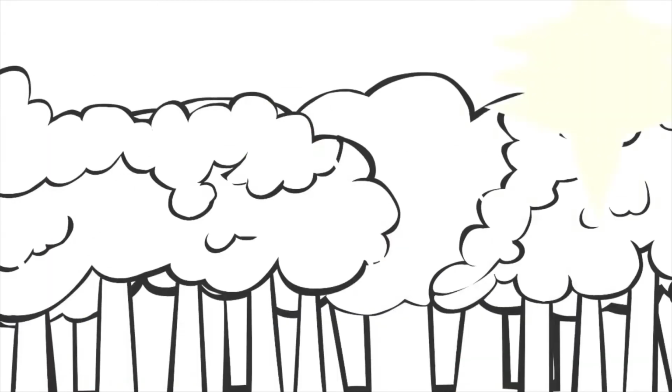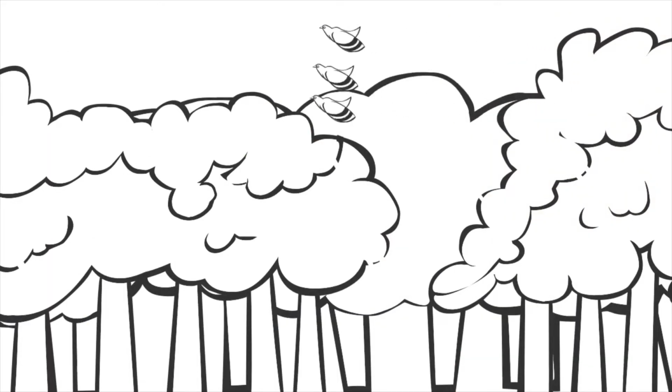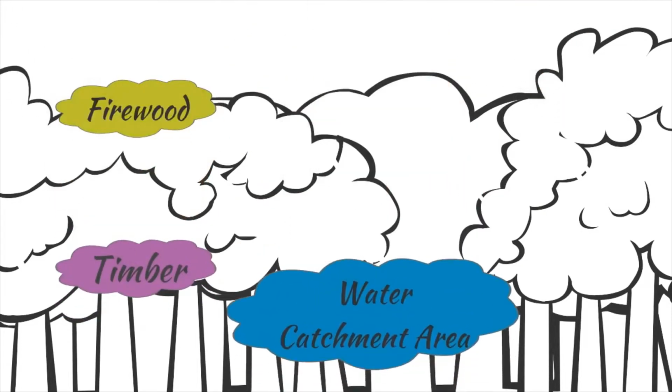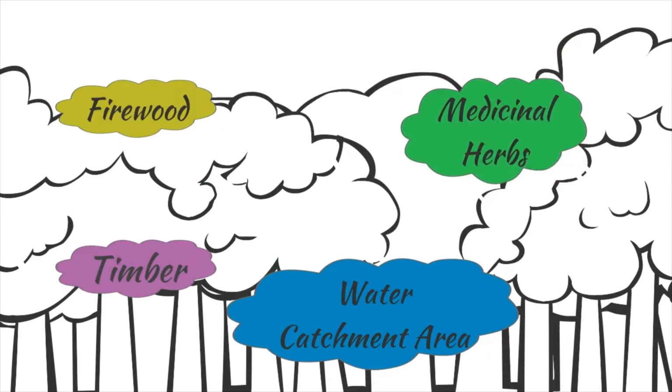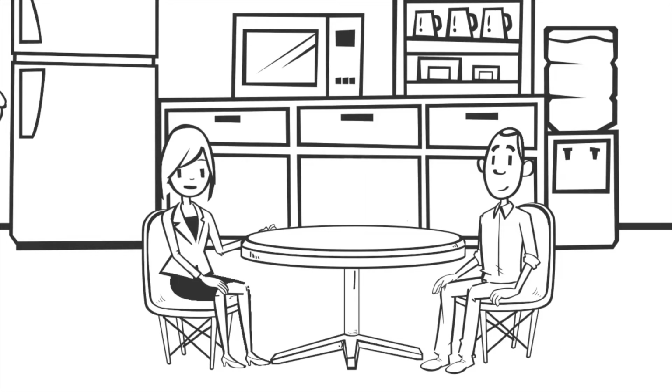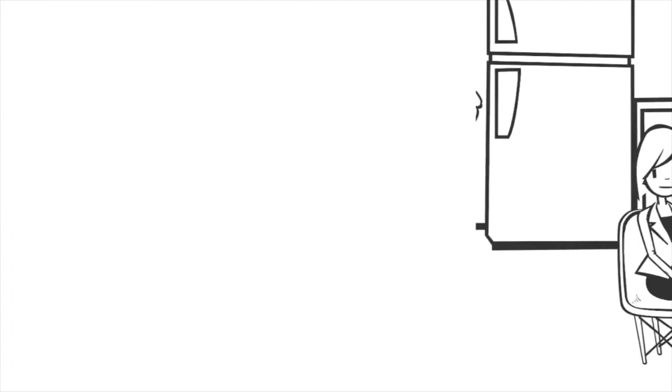A forest is a complete ecosystem, which provides food and shelter to a wide variety of species. It provides firewood, timber, water catchment area, medicinal herbs, and so on, to us humans. Whenever a project is undertaken which demands clearing of the forest, like construction of a road or a dam, environmental impact assessment helps us to assess the impact of that activity on this lifeline. It also suggests mitigation plans from this assessment.